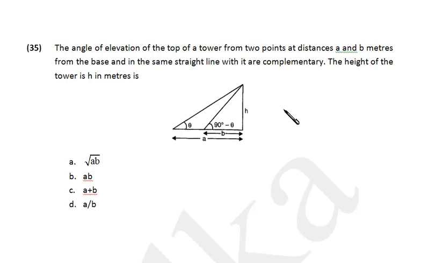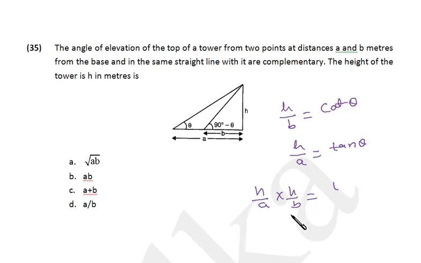So first of all, we take this case. So h by b is equal to tan 90 minus theta. Now tan 90 minus theta is what? Cot theta. Similarly, h upon a is equal to tan theta. This upon this complete length is tan theta. So h is equal to b cot theta and h is equal to a tan theta. Since I have to find h, I have to remove theta. So I multiply both of them. So h by a into h by b is equal to tan theta into cot theta, that's 1. So h square is equal to ab, that means h is equal to root ab.